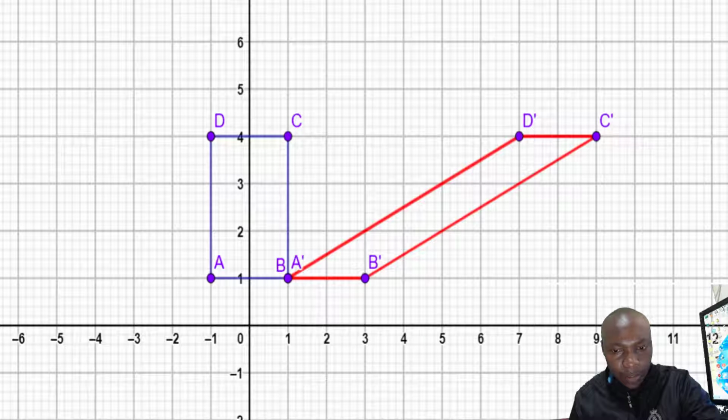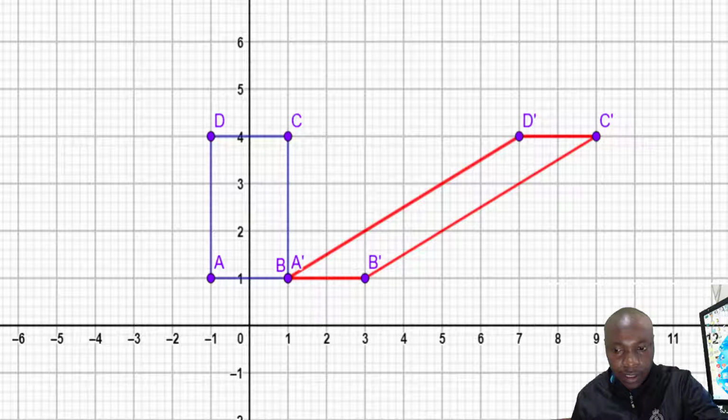The second way, if you know how to identify the type of transformation using the matrix, you can obtain the matrix of this transformation. Since you are given the object points and the image points, it is possible to obtain the matrix of transformation. But in this case, you don't need to go to that since it is in the second part of the question.